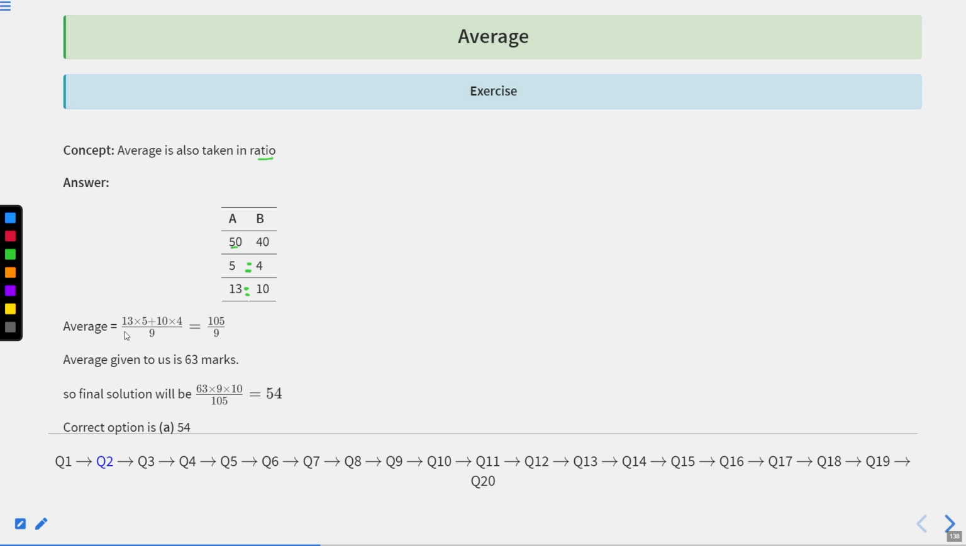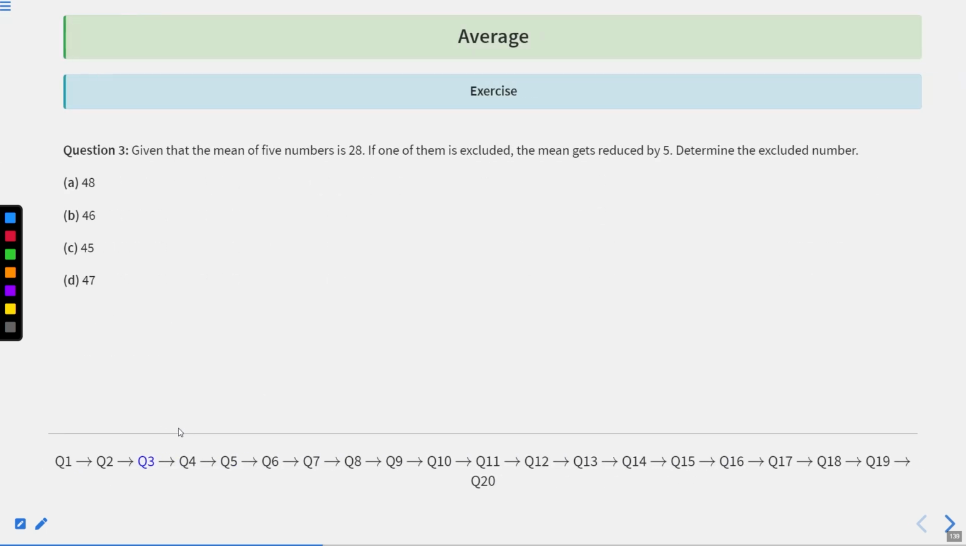So the combined average will be (13 into 5 plus 10 into 4) upon 9, which is 105 upon 9. So the average that is given to us is 63, the combined average. So the final solution will be 63 times 9 times 10 upon 105, which is equal to 54. So the correct option here will be A, that is 54.